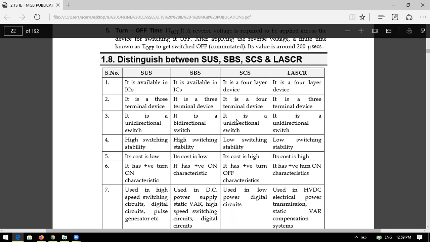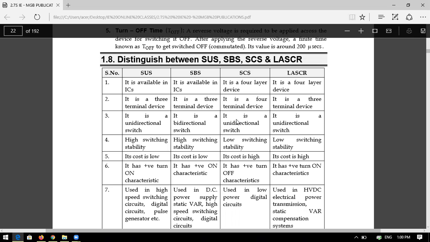Next, whether it is a unidirectional switch or a bidirectional switch. SUS is a unidirectional or unilateral switch. Lateral means directional, so unilateral switch. SBS is a bidirectional switch. That means the current will conduct in both ways, anode to cathode and cathode to anode. Whereas SCS or SCR or all other devices will conduct only in the forward direction. In the reverse direction, there is no flow of current.